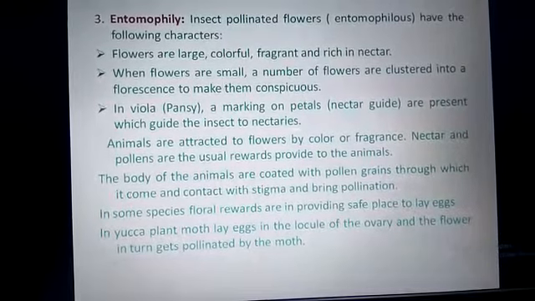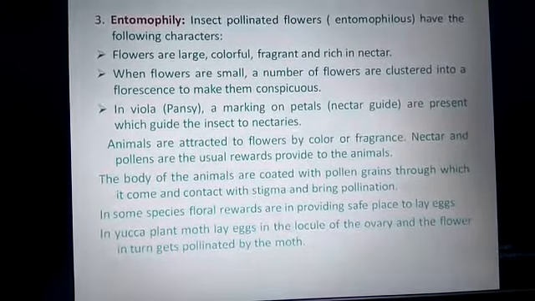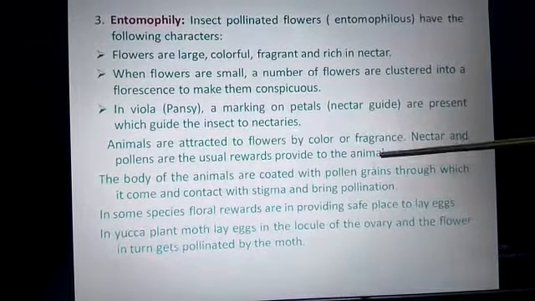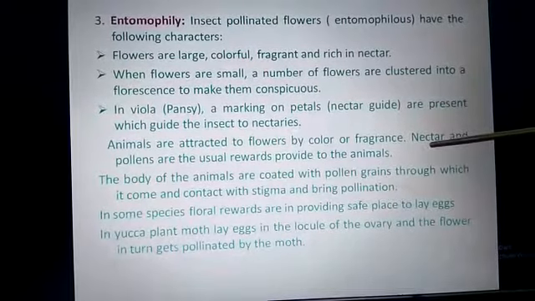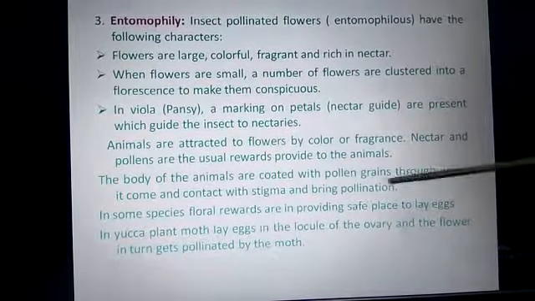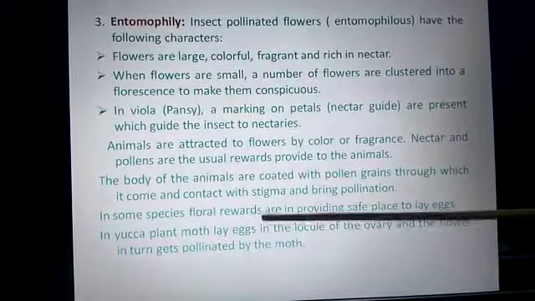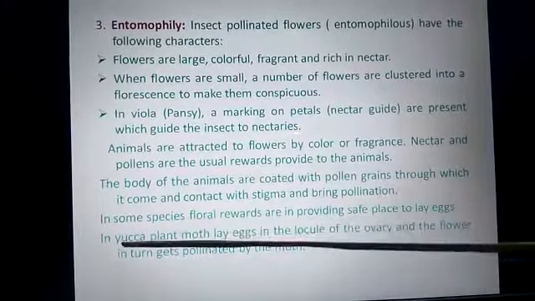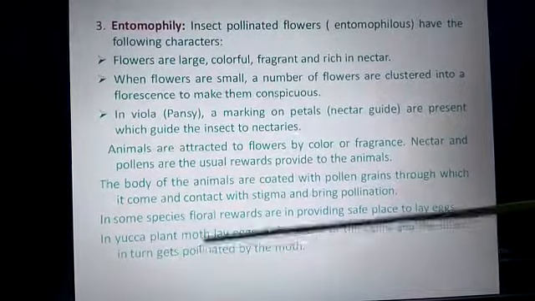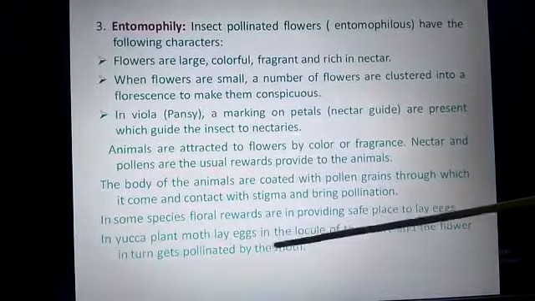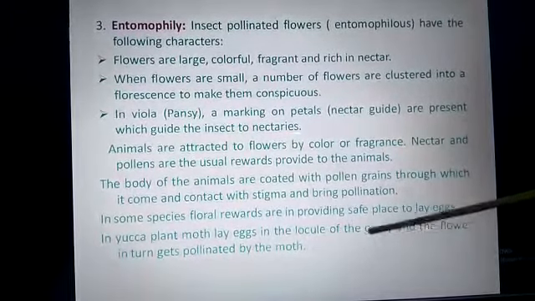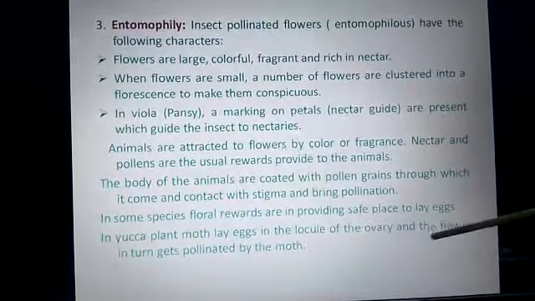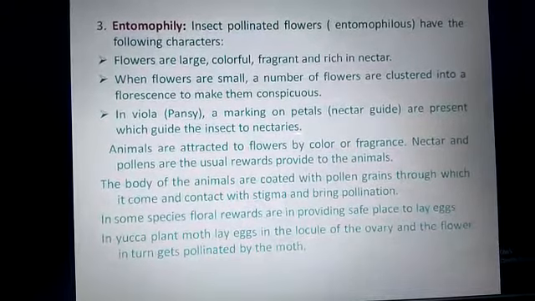In some species, floral rewards are in providing a safe place to lay eggs. In some flowers the reward may be nectar or pollen, but in some flowers, the reward may be providing a safe place to lay eggs. Let's take an example, yucca plant. In yucca plant, moth lay eggs in the locule of the ovary. So the ovary becomes a safe place for the moth to lay the eggs. And in return, they will bring pollination to the flowers.